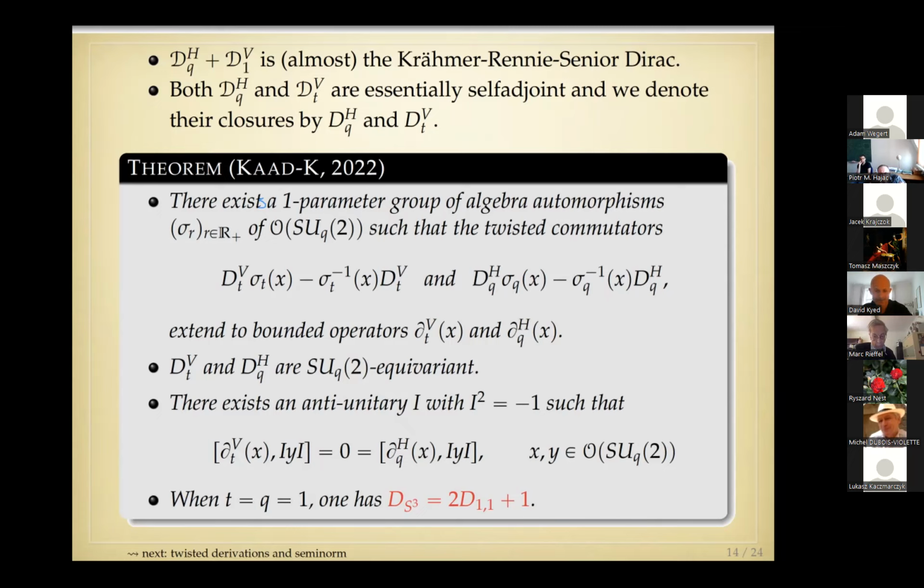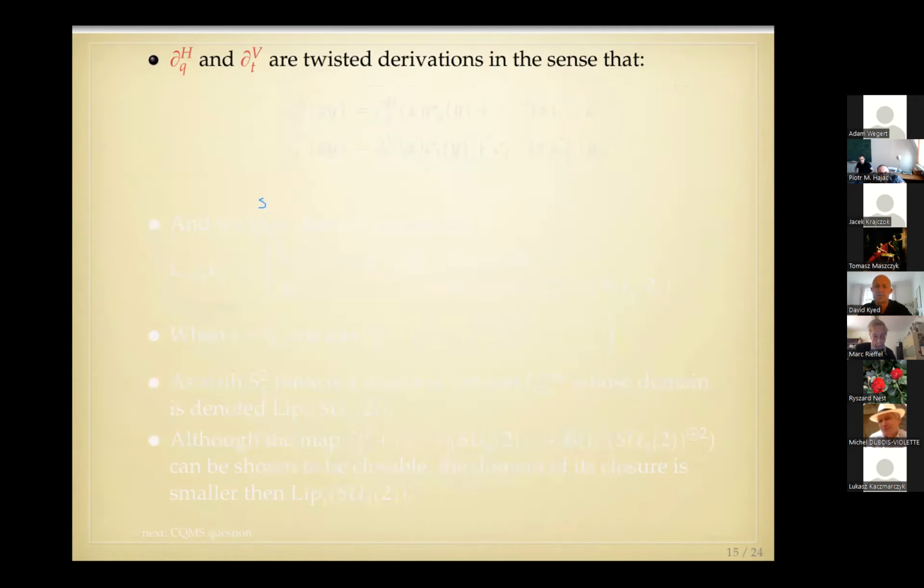All right. So I was after quantum metric structures. So I should tell you how you can define them from these twisted derivations, as they turn out to be. So this partial H and partial V are twisted derivations in that they satisfy a twisted Leibniz rule. So I just need to remove this bar because it's making me not being able to see my own slides.